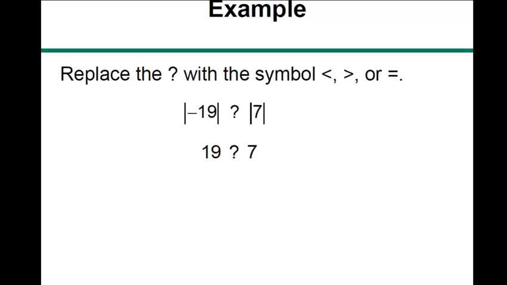Now then, I can put in the greater than, less than symbols, because which one is larger? 19 is actually greater than 7. Therefore, the absolute value of 19 is greater than the absolute value of 7. When you start out with something like this, find the absolute values of each of the numbers, and that will help you solve the overall problem.